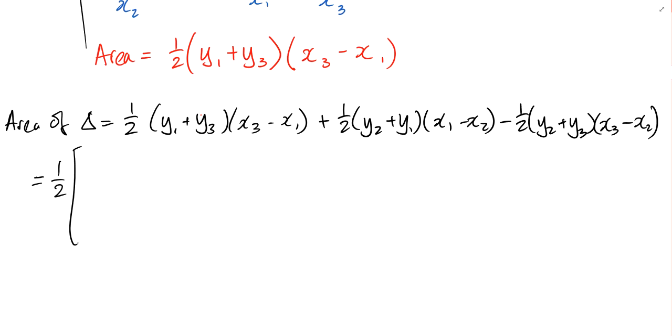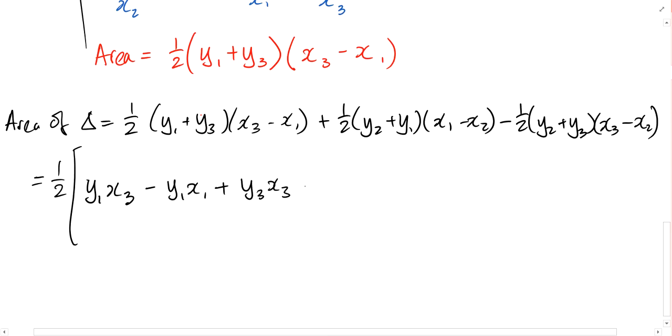Let's expand. Rainbow. y1 x3 minus y1 x1 plus y3 x3 minus y3 x1. Okay. Plus y2 x1 minus y2 x2 plus y1 x1 minus y1 x2.